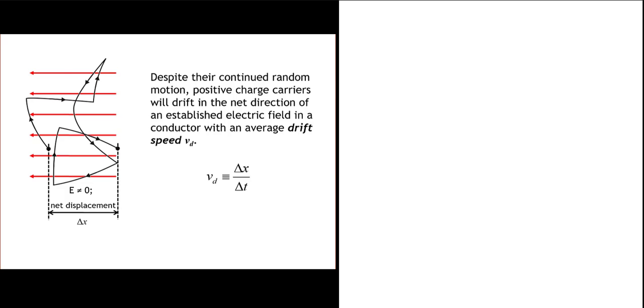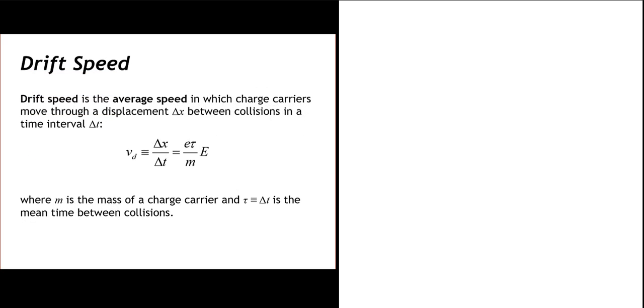Despite their continued random motion, positive charge carriers will drift in the net direction of an established electric field, while negative charge carriers, as depicted in this diagram, will drift in the opposite direction of the established electric field. We call the magnitude of the average velocity at which these charge carriers move the drift speed. The drift speed is defined as the displacement along the electric field per the time it takes to undergo that displacement. More specifically, drift speed is the average speed at which charge carriers move through a displacement delta x between collisions in a time interval delta t.